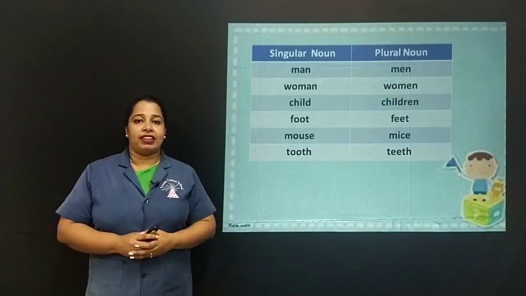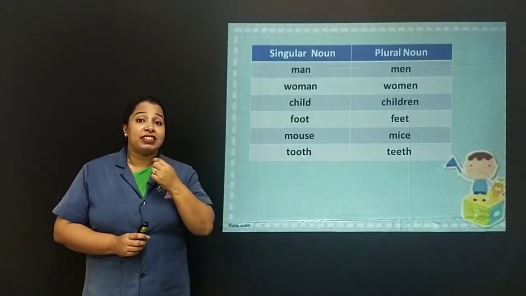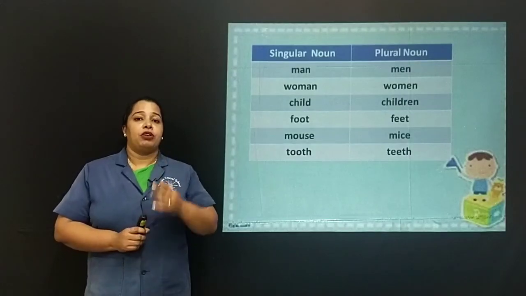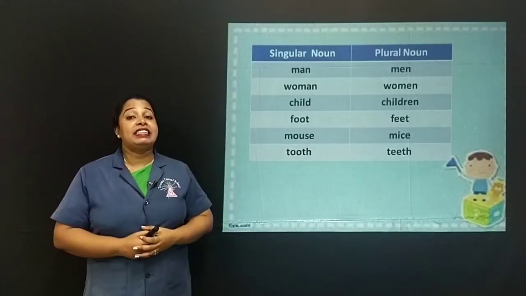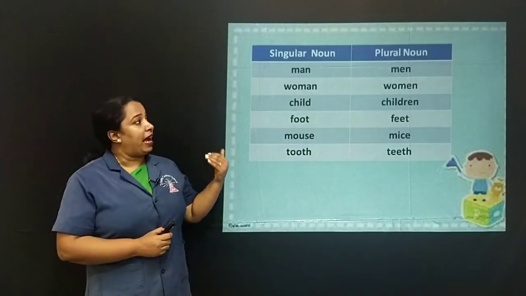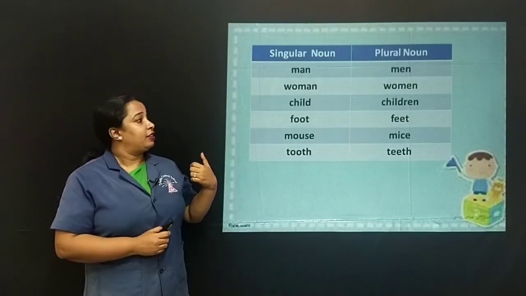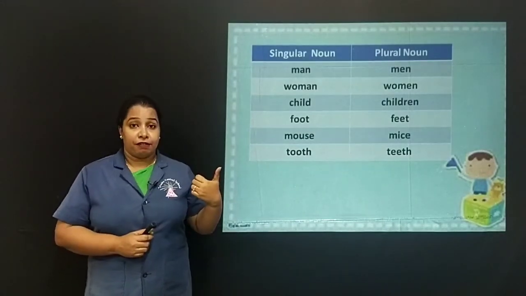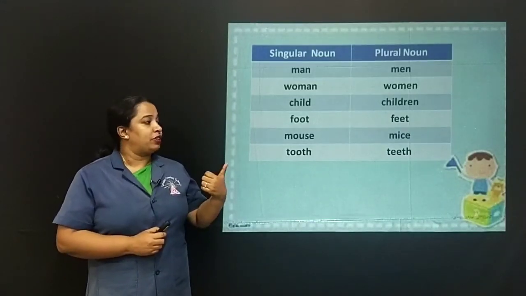Another important thing, tooth and teeth. One tooth. My tooth is aching if you have only one tooth, or my tooth has fallen off for one tooth. The entire set or many teeth. Teeth. Remember children, this is very important. Man, men, woman, women. Child, children. Foot, feet. Mouse, mice. Tooth, teeth.